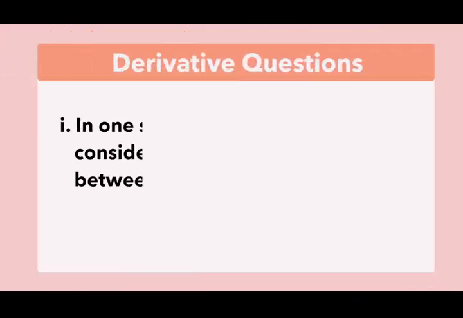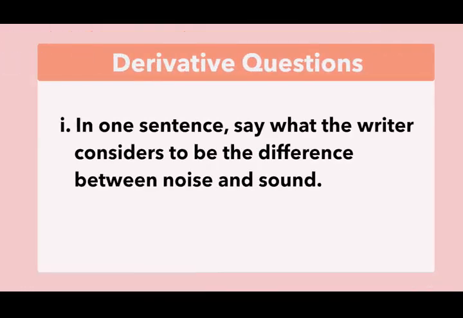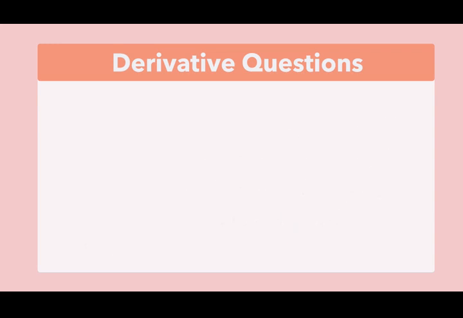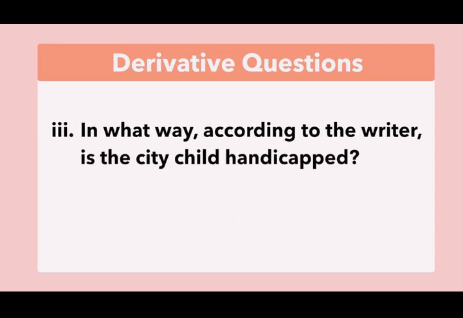Let's look at some derivative questions. 1. In one sentence, say what the writer considers to be the difference between noise and sound. 2. State the basic difference between the sounds mentioned in the first sentence of the third paragraph and the sounds mentioned in the second sentence of the third paragraph. 3. In what way, according to the writer, is the city child handicapped?